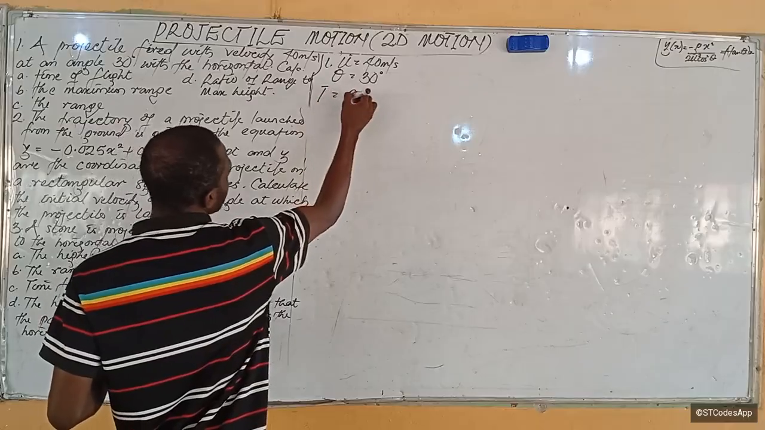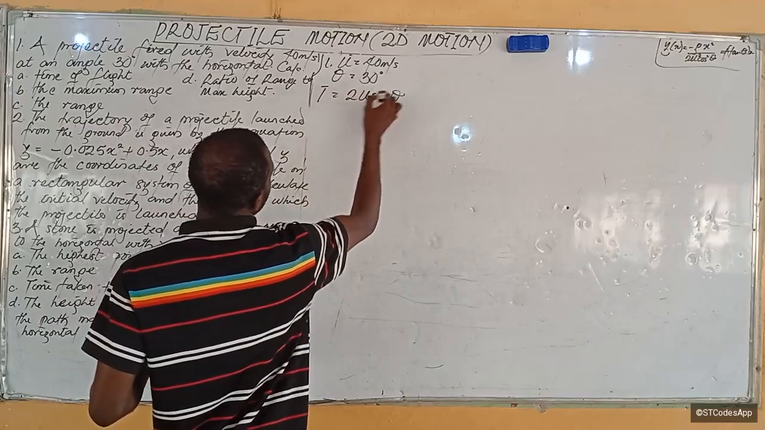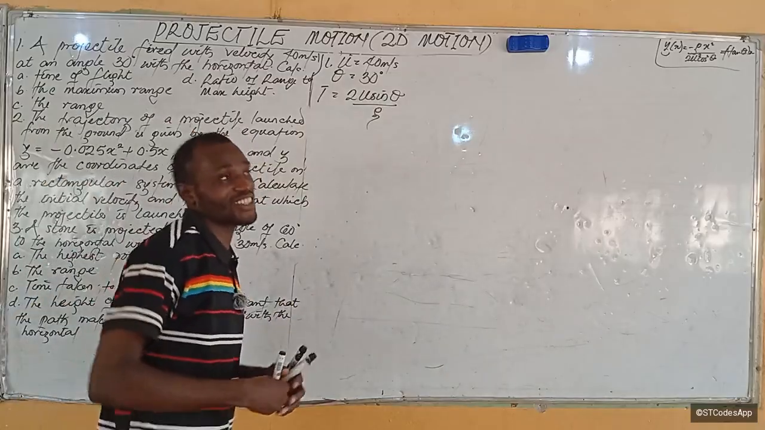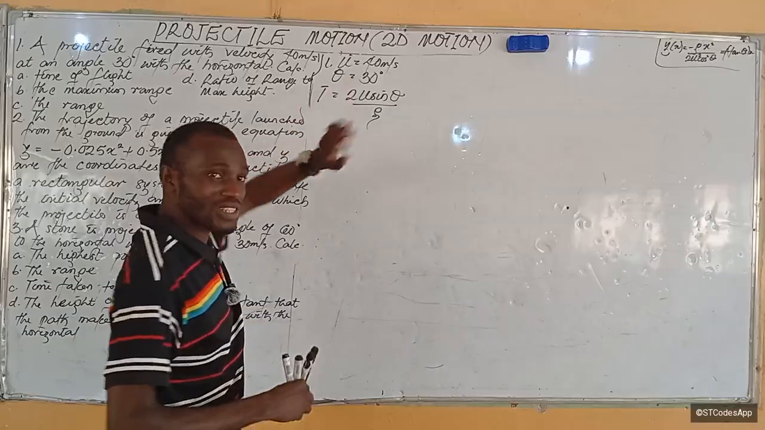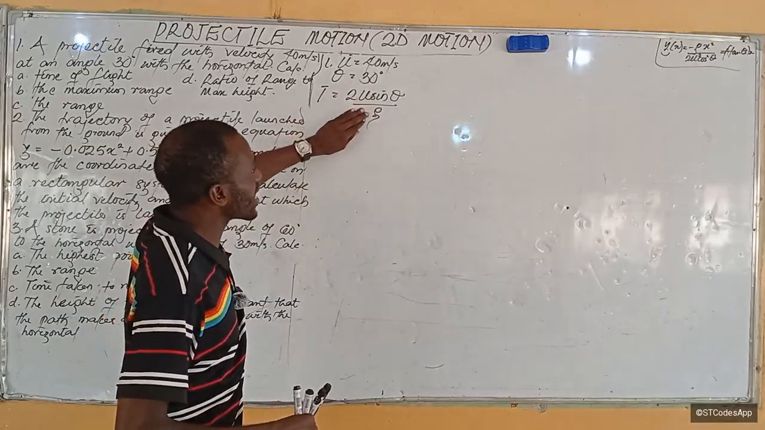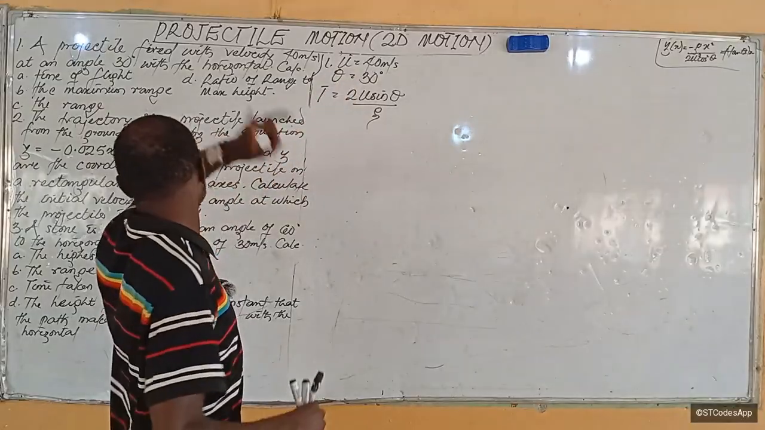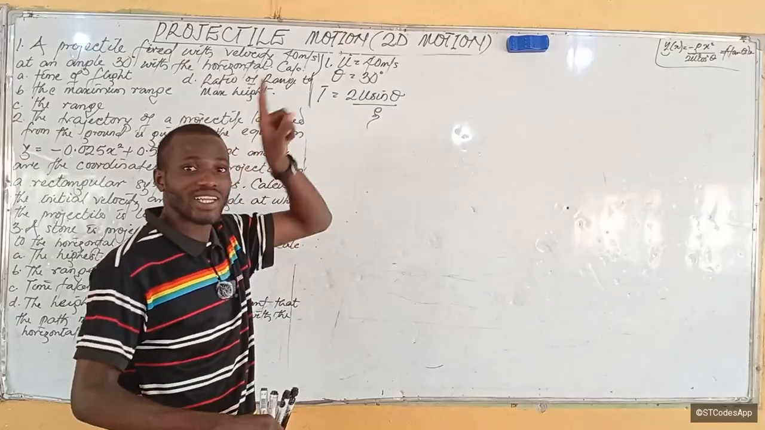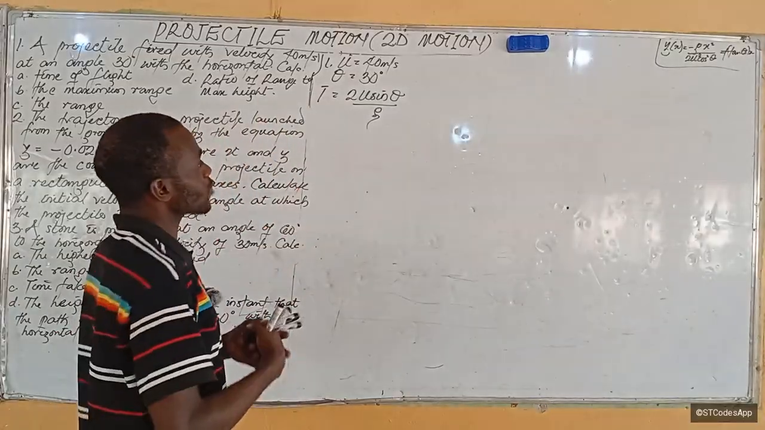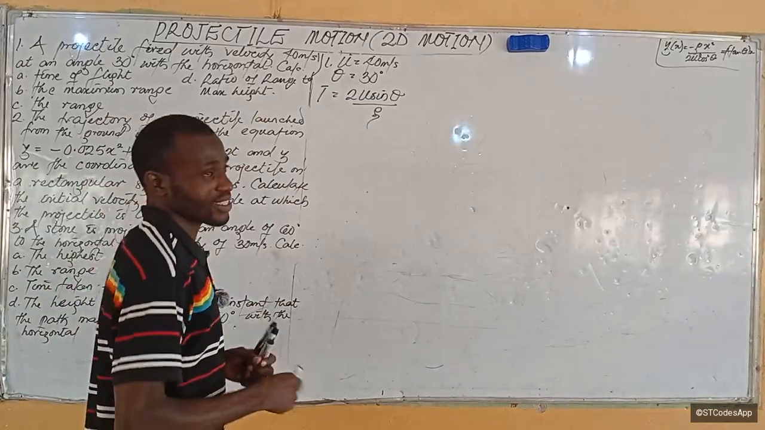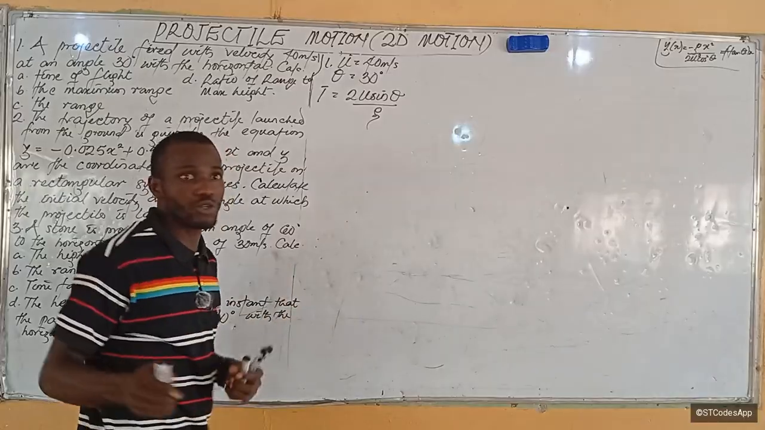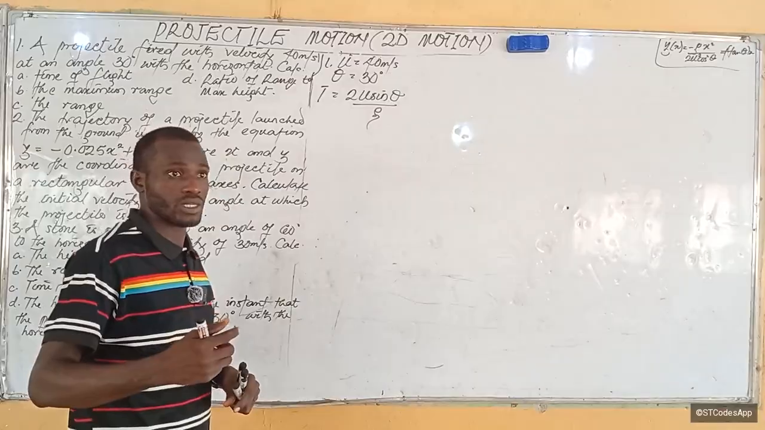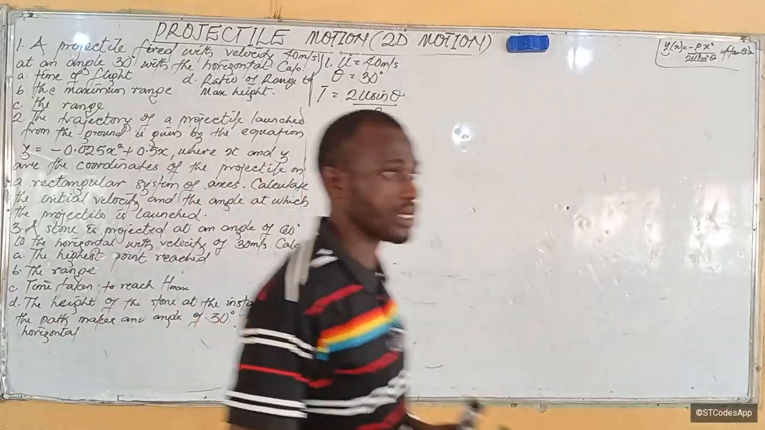Very simple. T equals 2u sine theta over g. Now you see, one of the reasons why you need to know the derivation is that some students get confused about whether the 2 is down here or up here, because with maximum height you have u squared sine squared theta over 2g. So some students are usually confused, hence you have to master it. Usually, you master it if you have solved a lot of questions on it.